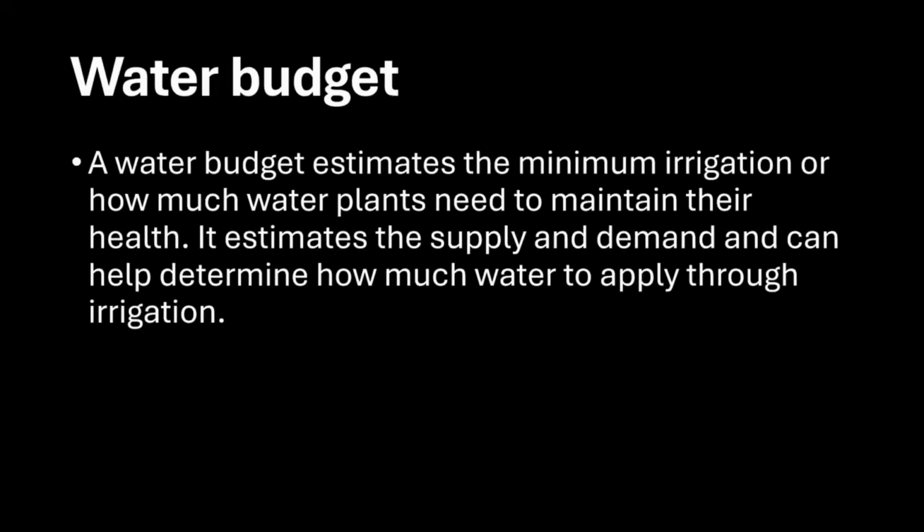Water budget. A water budget estimates the minimum irrigation or how much water plants need to maintain their health. It estimates the supply and demand and can help determine how much water to apply during irrigation.